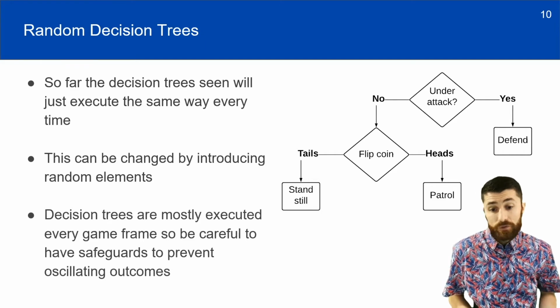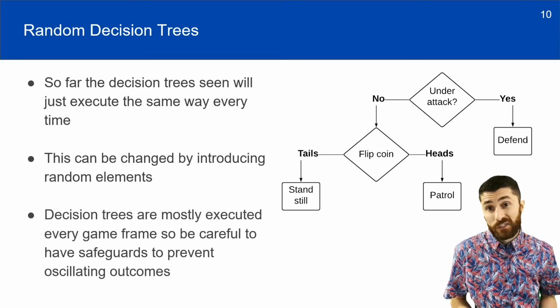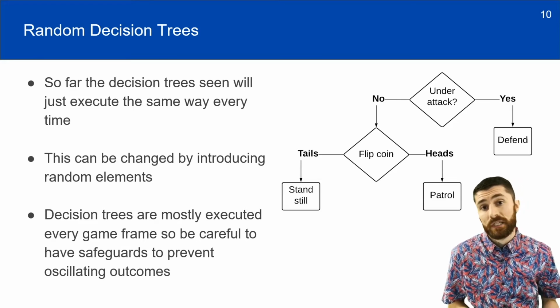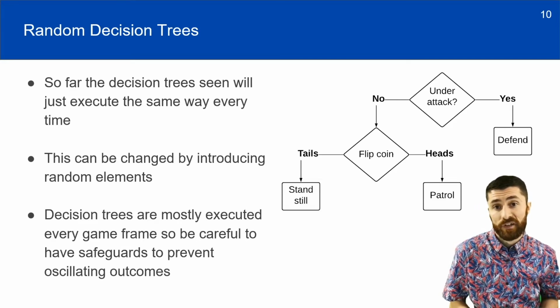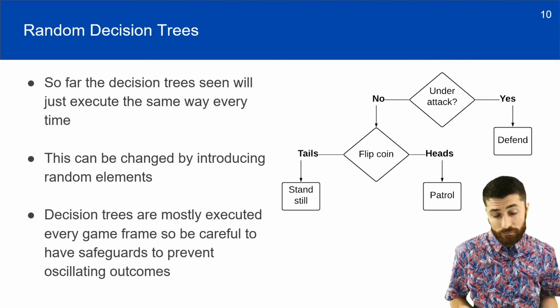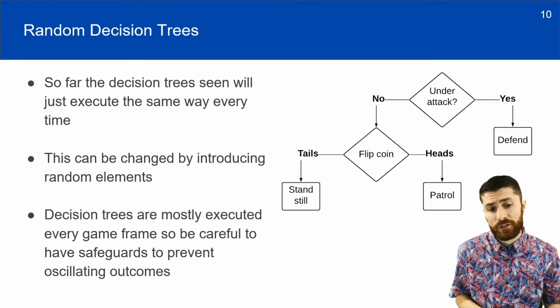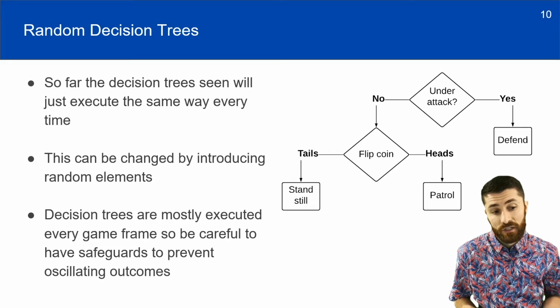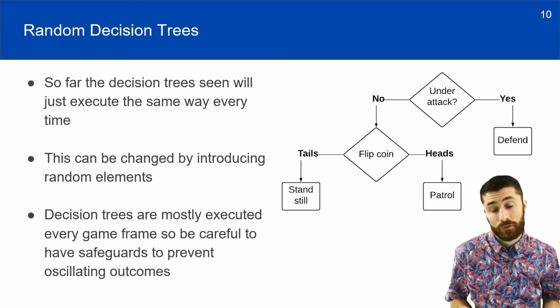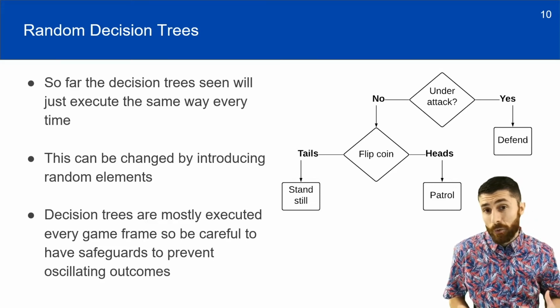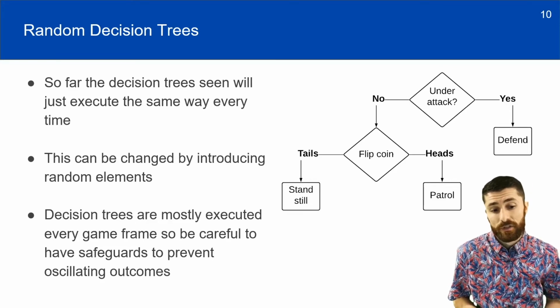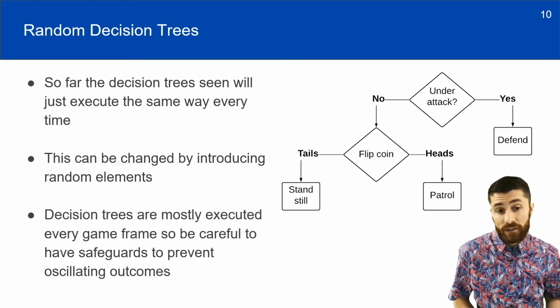However, you have to note that decision trees are mostly executed every single game frame. Therefore, you have to put in some sort of safeguards to prevent the AI from flip-flopping between actions. So you could imagine if this decision tree was executed every single game frame, it could alternate very, very quickly between standing still and patrolling if it was not under attack. So you have to be quite careful about introducing random elements into this.